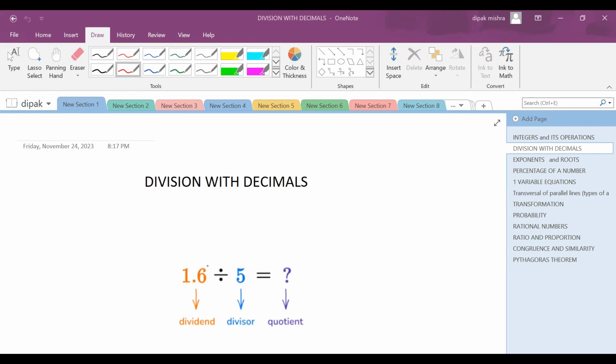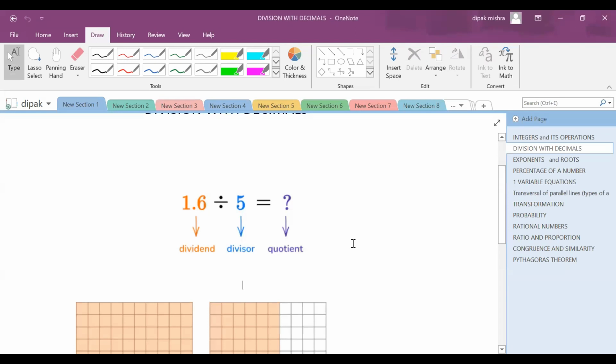So if I say take a number 1.6 and you have to divide it by 5, what is the result that you will get? How will you define, or what is the value when 1.6 is divided by 5? See, we are aware that 15 divided by 5 is 3, right? 17 divided by 8 is 2.5. But what is 1.6 divided by 5?